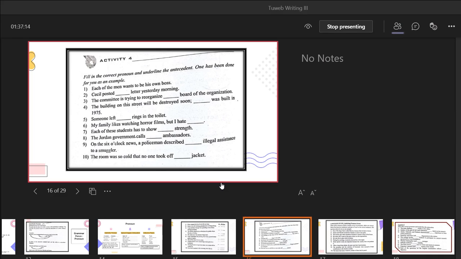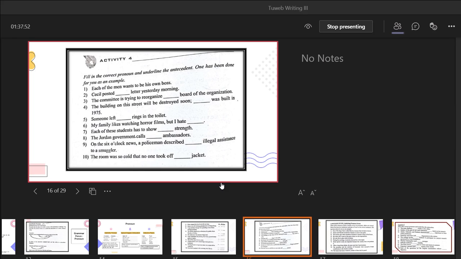The Jordan government calls, yes, its ambassador, yes. Number 9. On the 6 o'clock news, a policeman described blah blah blah illegal assistance to a smuggler. Yes, his ya. Karena yang mau di refer adalah si policeman-nya.